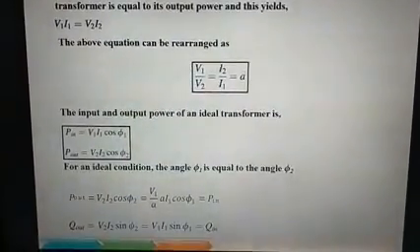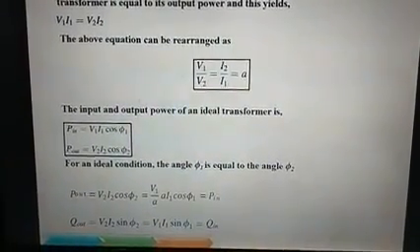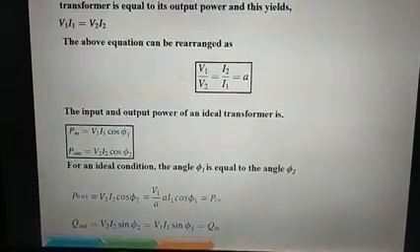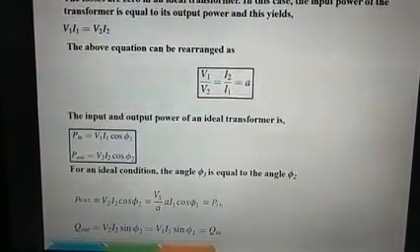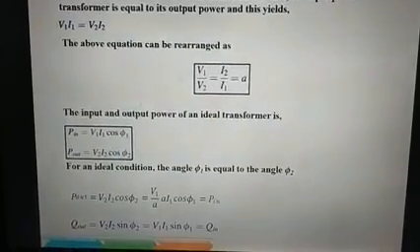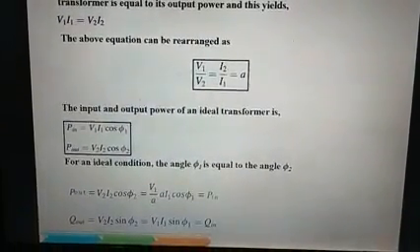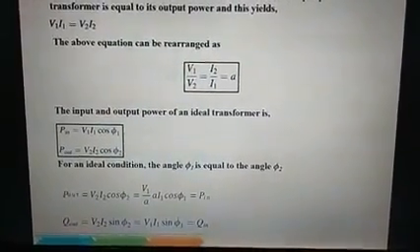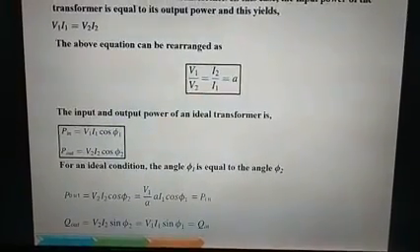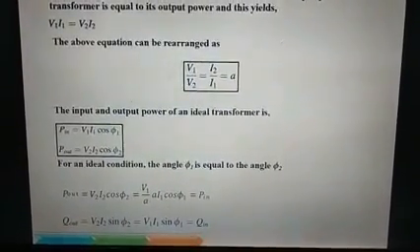The input and output power of an ideal transformer: P in is V1 I1 cos phi 1 and P out is equal to V2 I2 cos phi 2. Again, for an ideal condition, the angle phi 1 and phi 2 is equal. This is the angle between V and I, voltage and current. So it is equal.